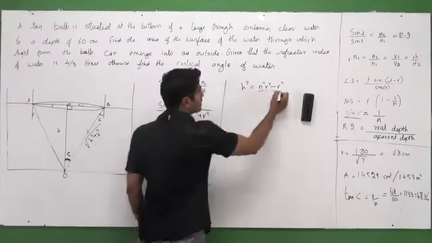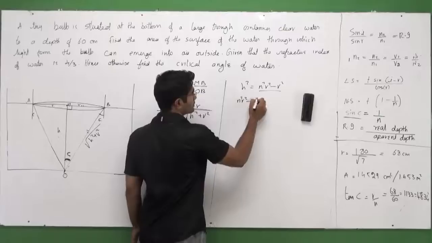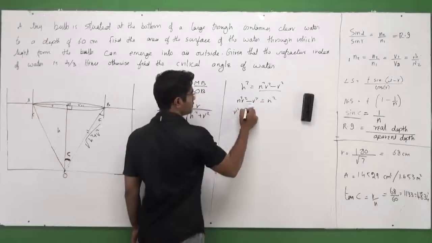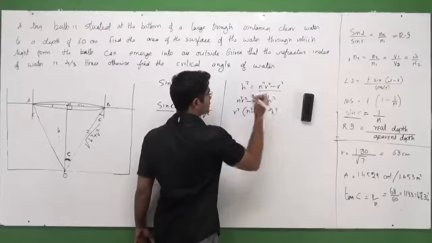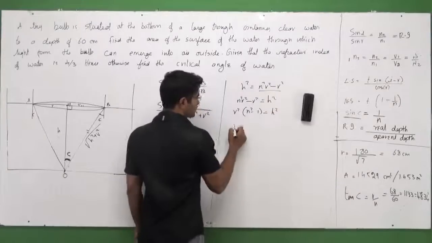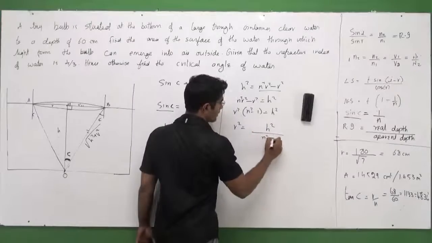Okay, so take r squared common out there. Let me write the other way around. n squared r squared minus r squared is h squared. r squared is out. I'll get n squared minus 1 is h squared. This guy is h. Okay, now what is this? What is r squared? It is nothing but h squared by n squared minus 1.